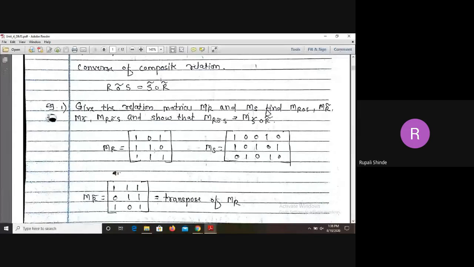So M of R is given. So M of R, if you observe this, first row is 101. So in order to obtain its converse, you have to consider this 101 as first column.